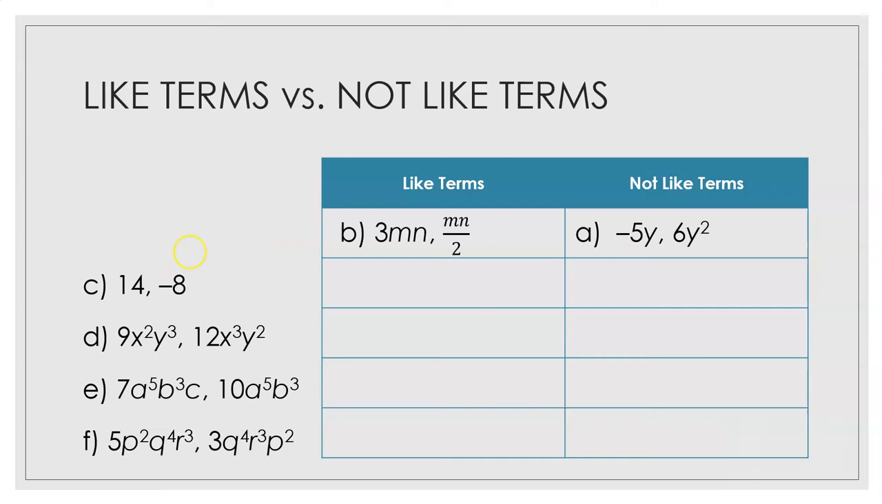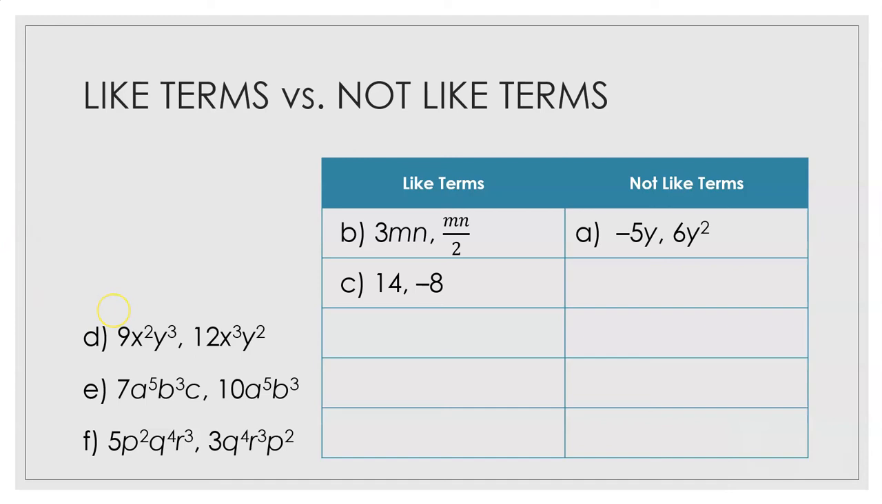For C, you're looking at 14 and negative 8. There are no variables at all. So these two are considered constants. That's what we call regular numbers with no variables. And since you don't have any variables, there's nothing there that is not the same. Constants are always like terms.